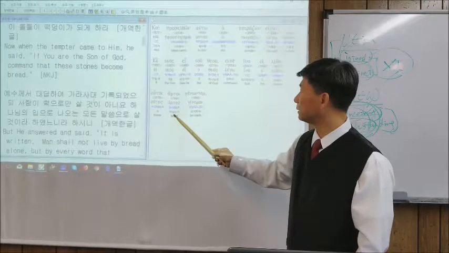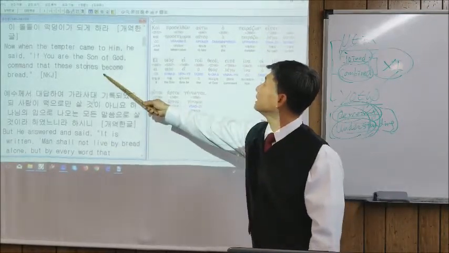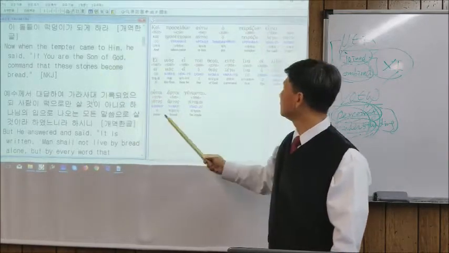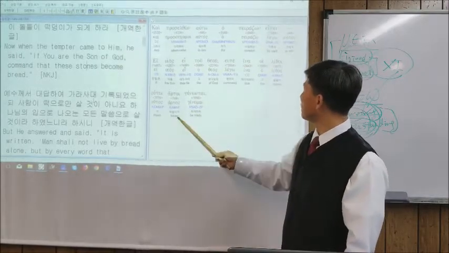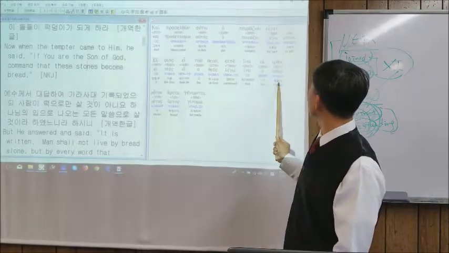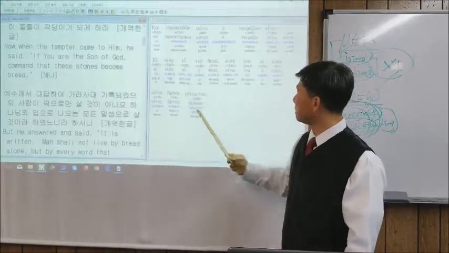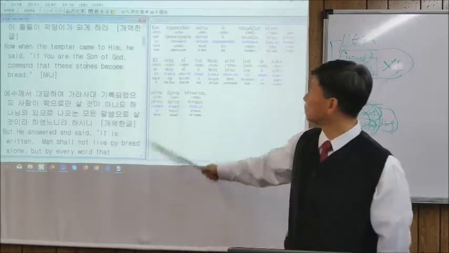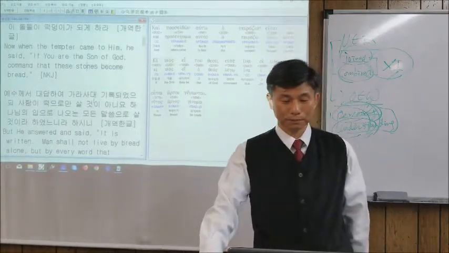So, this bread. Man shall not live by bread, or this one. He said, if you are the Son of God, command that this stone become bread. You see the this bread, right? And then the stone may become this bread. So houtos, houtoi. That's the plural form.